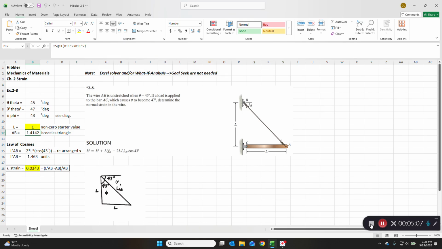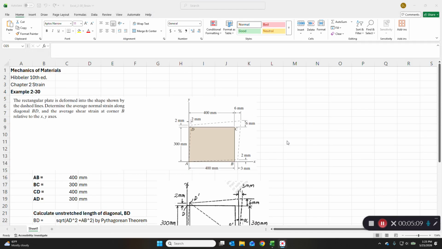We're going to move on to another problem. And the problem we're moving on to is example 2.30. So this one is a rectangular plate deformed into the shape shown by the dashed line. So this is undergoing some force that's going to cause strain.